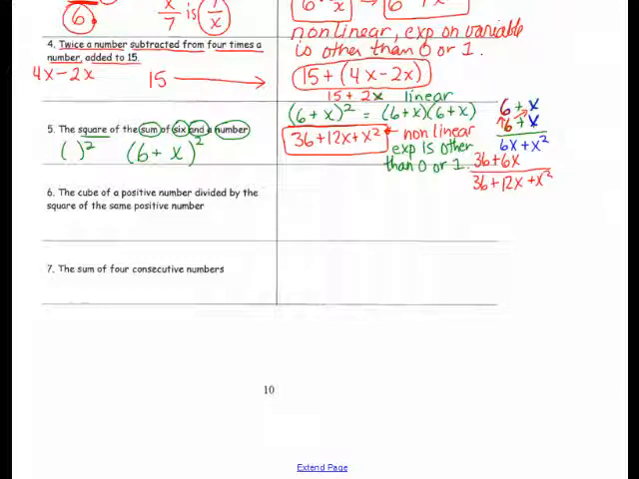The cube of a positive number divided by the square of the same positive number. Let's let x equal the number. The cube of a positive number. Remember, the cube will have an exponent of 3. Divided by the square of the same positive number. And the square will have an exponent of 2. So we have the cube of a positive number divided by the square of the same positive number.